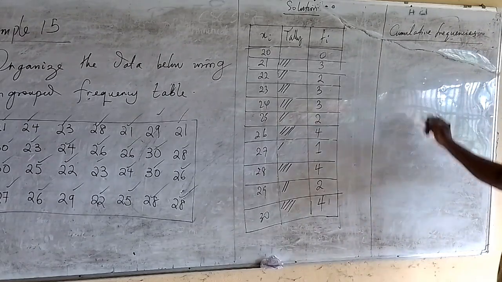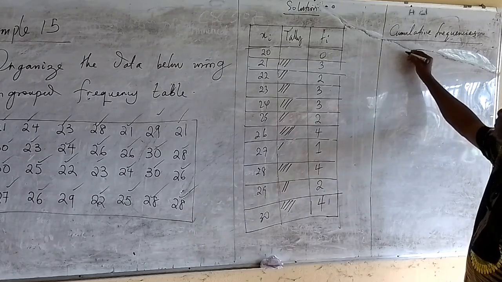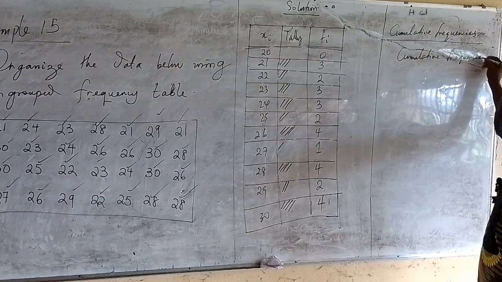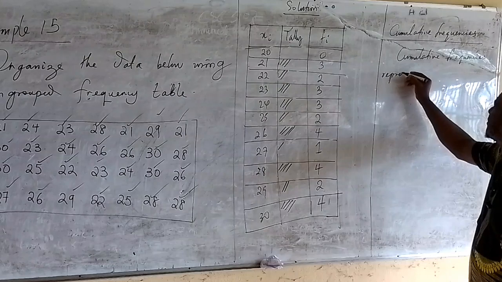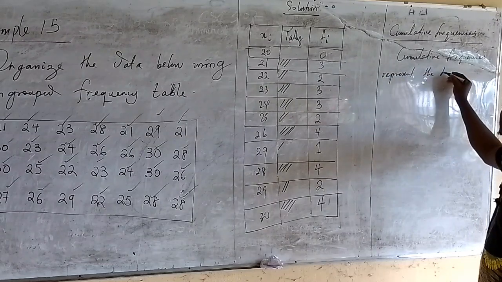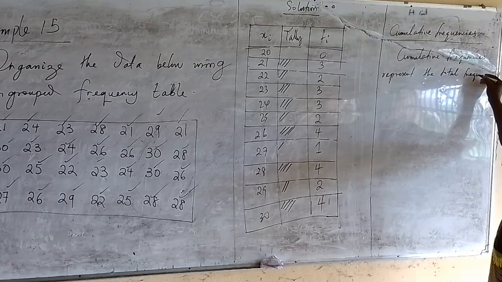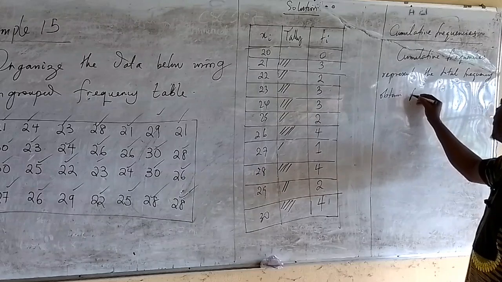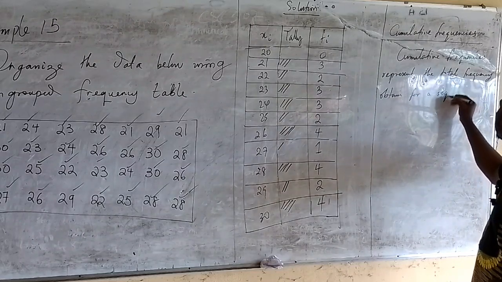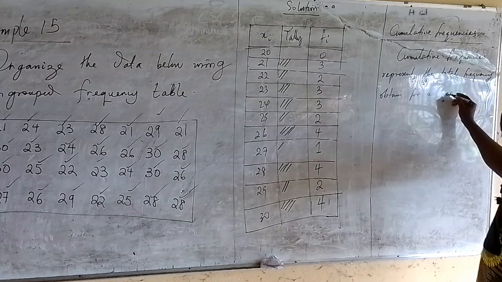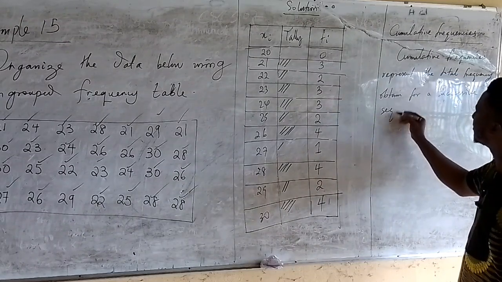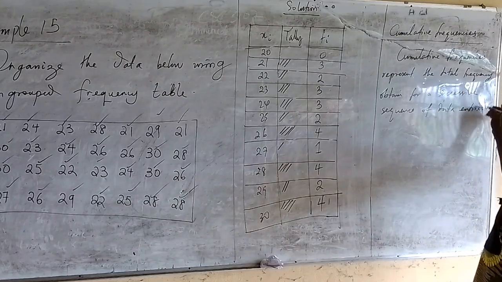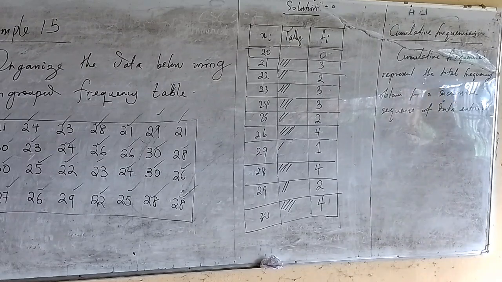Now, please let's put this down. Cumulative frequencies represent the total frequency obtained for a successive sequence of data entries. Okay, that's the first point there.